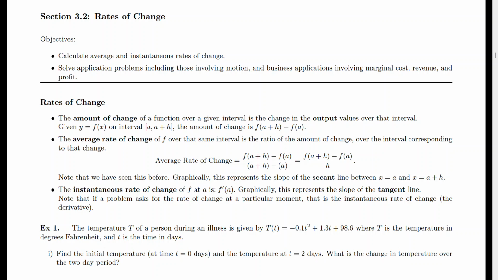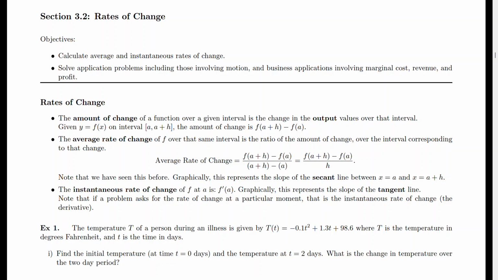Section 3.2, Rates of Change. In this section, we will calculate the average and instantaneous rate of change, and we will also solve application problems involving those, including motion and business applications involving marginal cost, revenue, and profit. Let's begin by talking about rates of change.